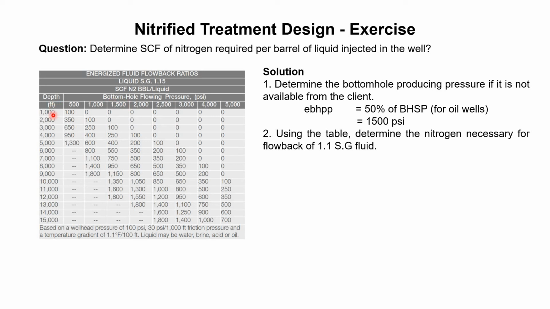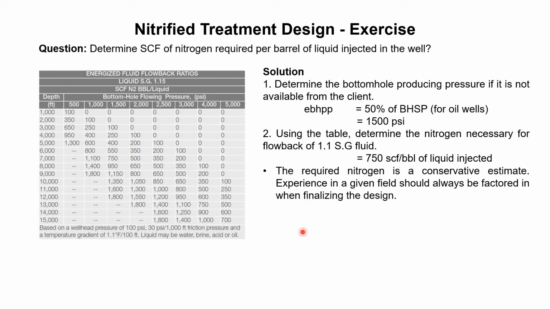On the vertical side, we have depth, and our well depth is 7000 feet. So we'll just move downwards and spot 7000 feet. Then we'll see the intersection point. The intersection point will give us the standard cubic feet required for 1 barrel of liquid flowback. So the answer we have got is 750 SCF per barrel of liquid injected. What does it mean? It means that for each barrel of liquid which will be injected into the wellbore, we will need 750 standard cubic feet of nitrogen so that the well could flow by itself after the completion of the treatment.